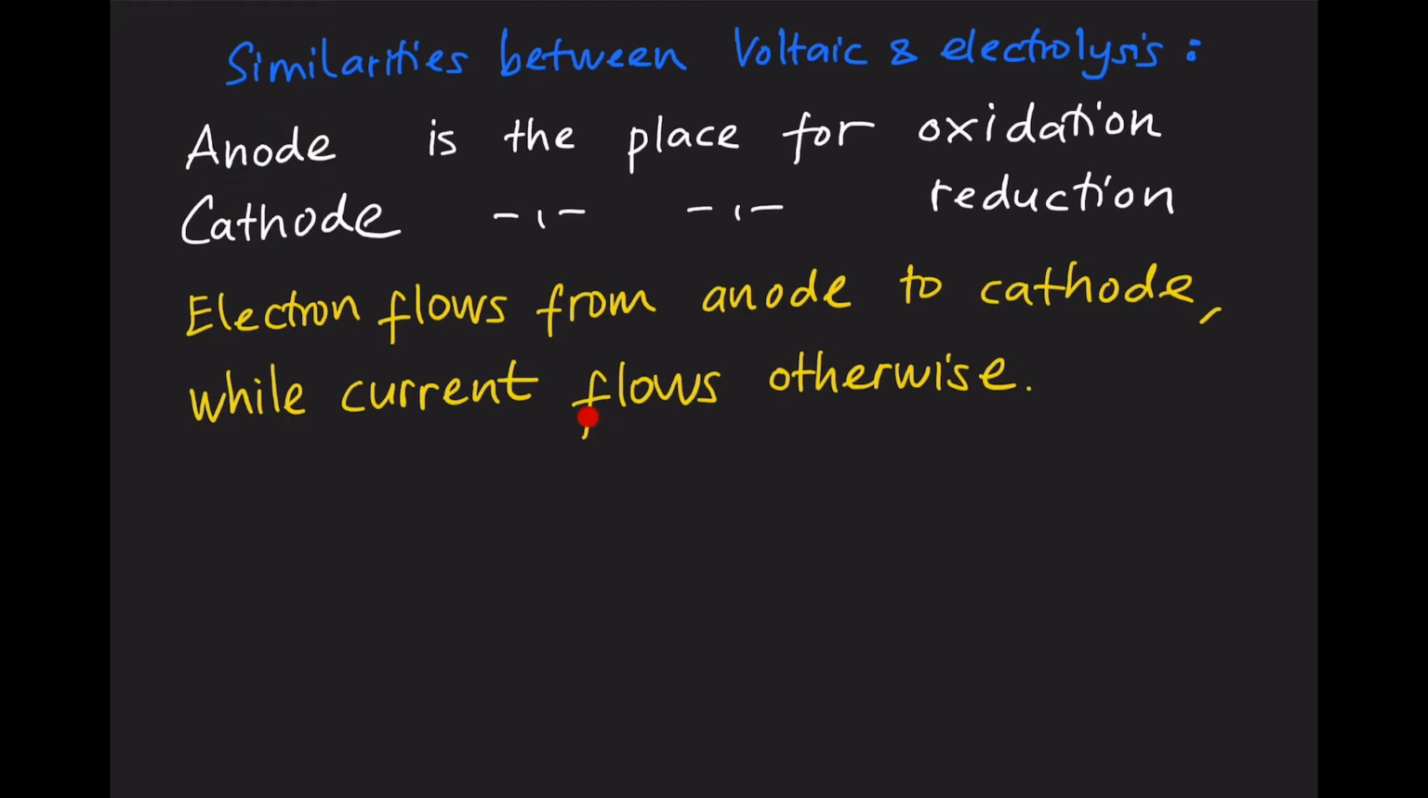So current, or I, in amperes, will flow otherwise. So always from cathode to anode.